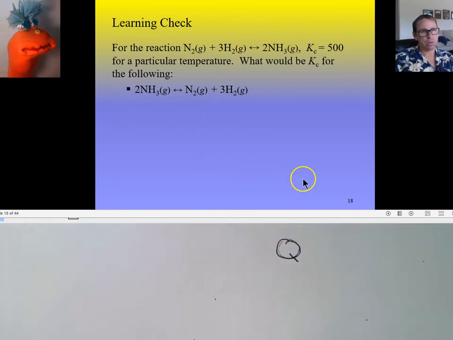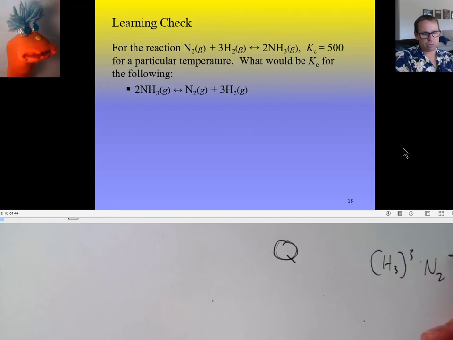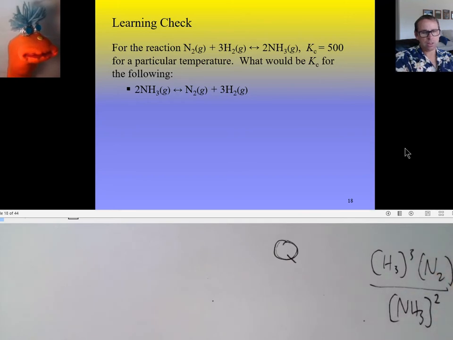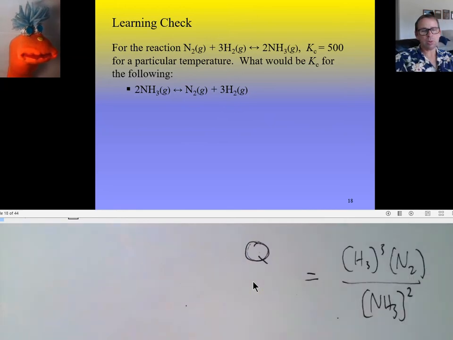What's the quotient? The concentration of hydrogen to the cubed, the concentration of nitrogen gas, so 1 over the concentration of ammonia squared. Very good. That is the quotient for the equilibrium. Its value would be Q. This is the quotient for this one. But for this reaction, we're told that once the quotient reaches equilibrium, it will equal 500.